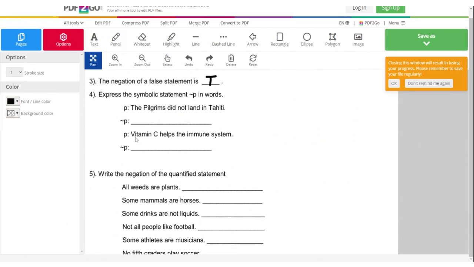Vitamin C helps the immune system. Vitamin C does not help the immune system. So basically, if it's a negation, taking the negation turns it into a true or positive statement. And if it starts out as true, then when you negate it, it's going to put a negation in it.